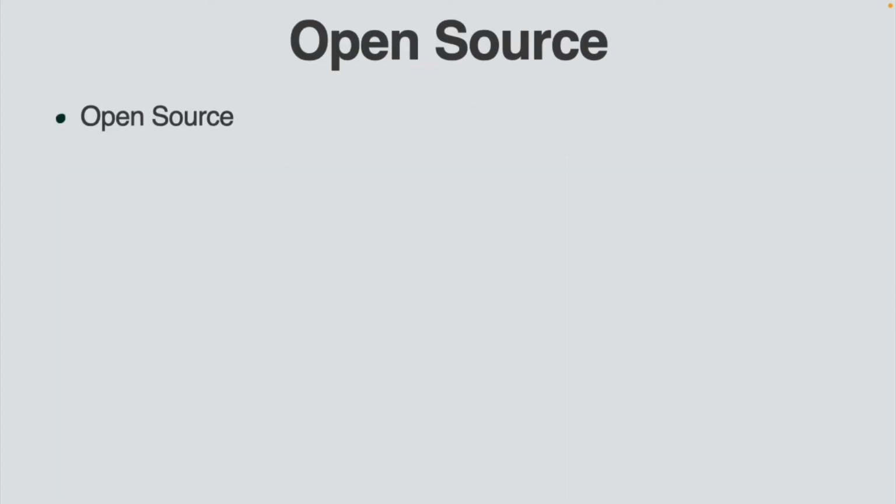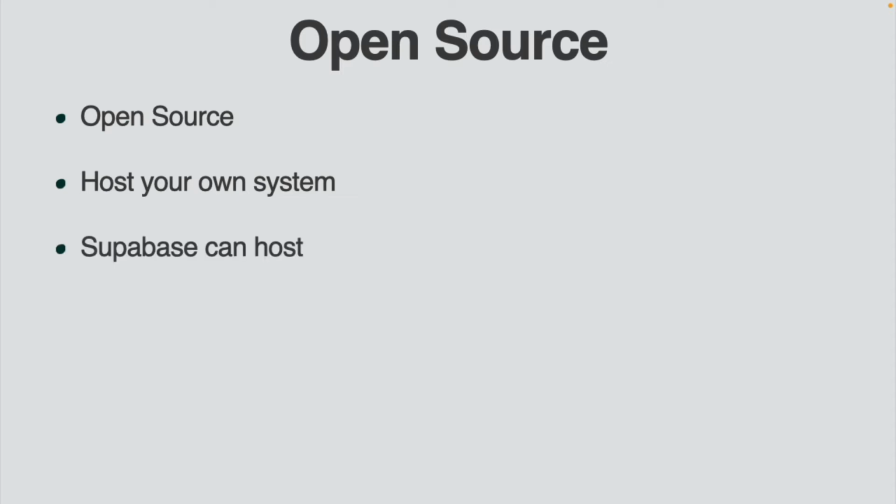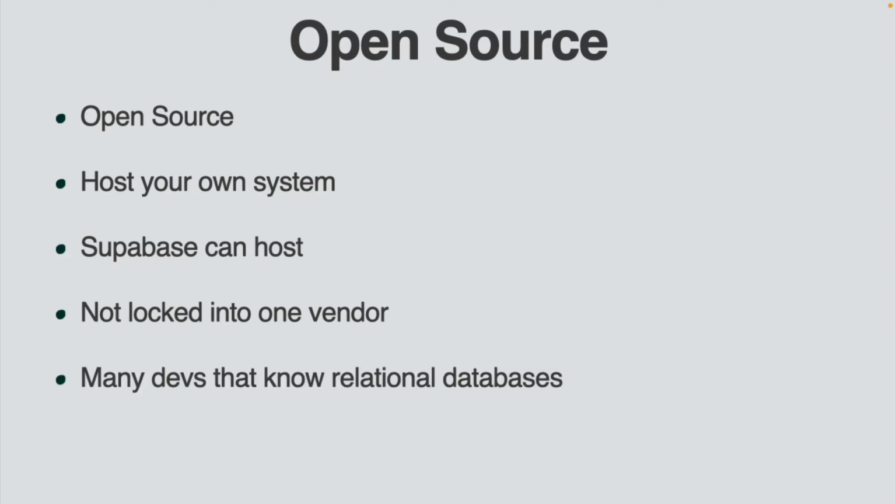Unlike Firebase, Supabase is open source. That means that you can host your own system on AWS, Google Cloud, or other vendors. If you don't want to host your own instance, you can have Supabase host it for you. You're not locked into one vendor. You are in control. This also means that there are more developers that know traditional relational systems like Postgres. And since it's open source, that means you can modify the system to work the way you want to. This is great for companies that want to control their database behind their own firewall.